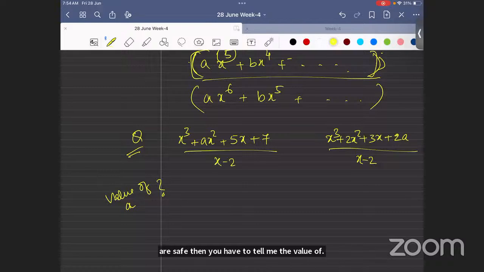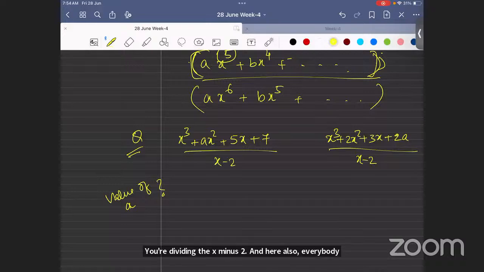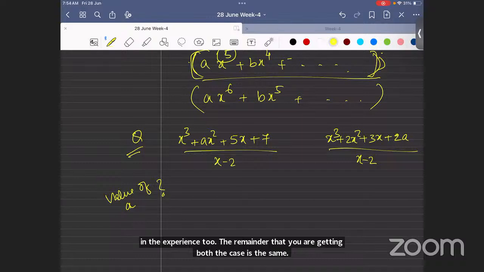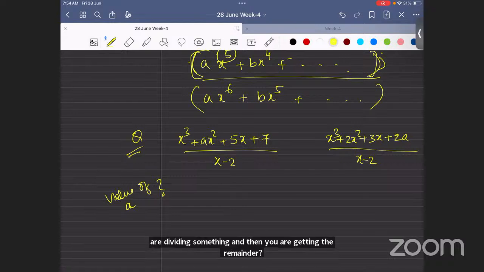So for both polynomials px and qx, x cube plus x square plus 5x plus 7, you are dividing with x minus 2, and here also you are dividing with x minus 2. The remainder in both cases is the same. What should be the value of a? Can somebody tell me what step you should take if you are dividing something and getting a remainder? Just equate both remainders.